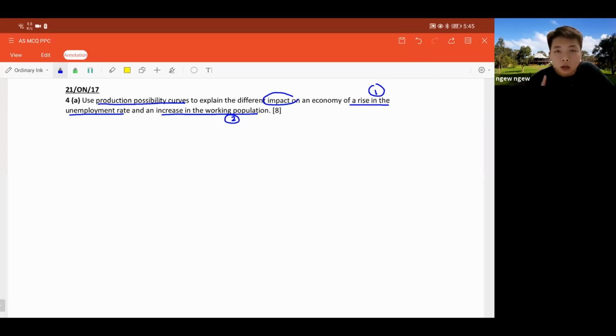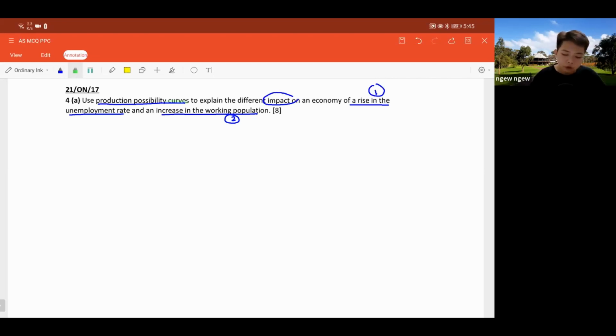And guys, each time when you are reading multiple choice or when you are reading data response or when you are reading essay questions, you need to be careful, yeah, when they talk about curve. So look at the instruction. They say use PPC curves, meaning that you are advised to use 2 diagrams to show these 2 situations.